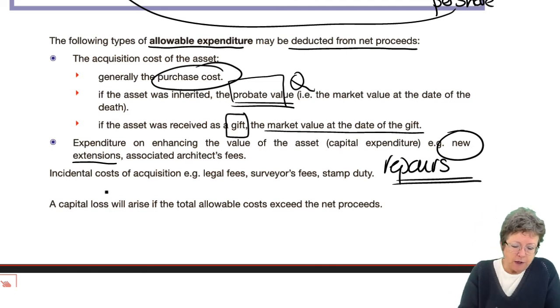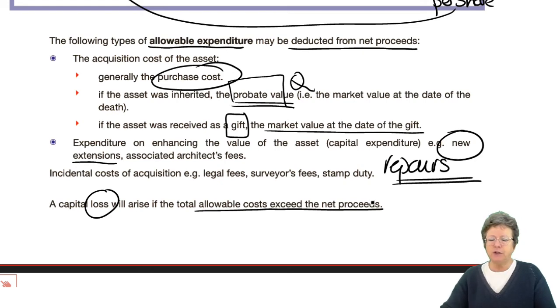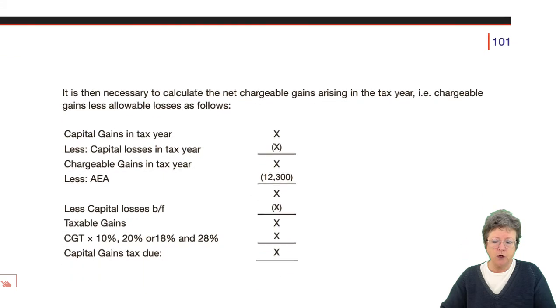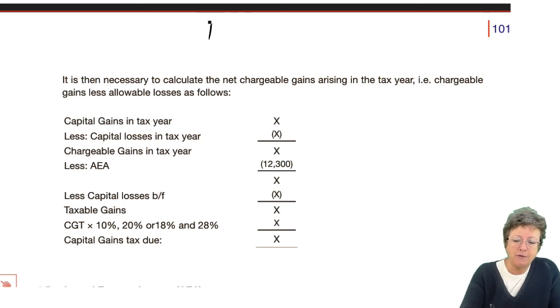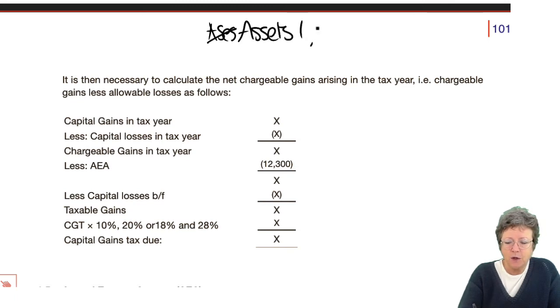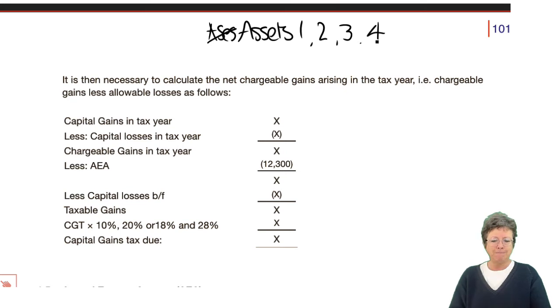And a loss will arise if your expenditure is bigger than the proceeds that you've received. So each individual asset will have its own computation. Okay, so you may have done 1, 2, 3, 4. So you may have had assets 1, 2, 3 and 4. You've done 4 capital gains tax computations, little ones. Proceeds less cost equals gain.